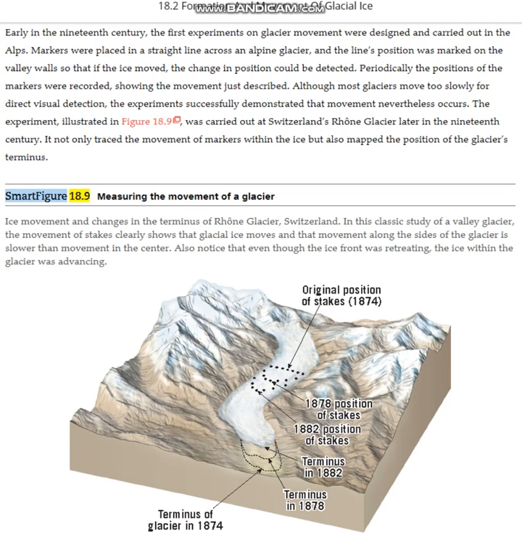Smart Figure 18.9: Measuring the movement of a glacier. Ice movement and changes in the terminus of Rhone Glacier, Switzerland. In this classic study of a valley glacier, the movement of stakes clearly shows that glacial ice moves and that movement along the sides of the glacier is slower than movement in the center. Also notice that even though the ice front was retreating, the ice within the glacier was advancing.